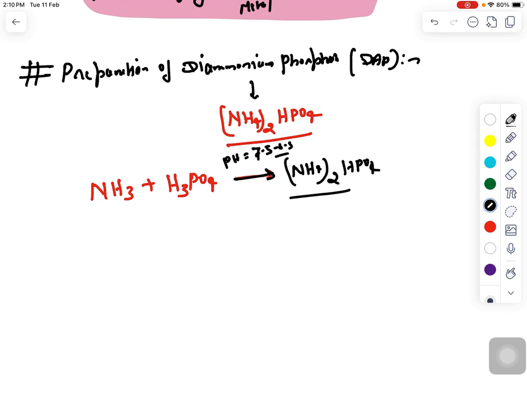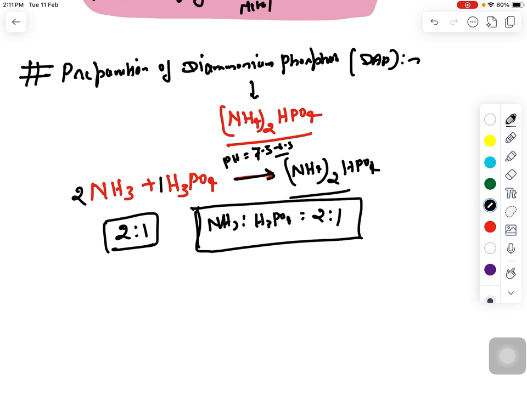And water is also getting produced in this particular step, but due to evaporation excess water is getting removed, and the crystals are getting formed. Is that clear? And this is being used as a fertilizer for your crop production. And the stoichiometric ratio of phosphoric acid to ammonia, here you can see, is 1:2. So 2 moles of NH3 will be used and 1 mole of H3PO4. So the stoichiometric ratio of ammonia to H3PO4 is 2:1.